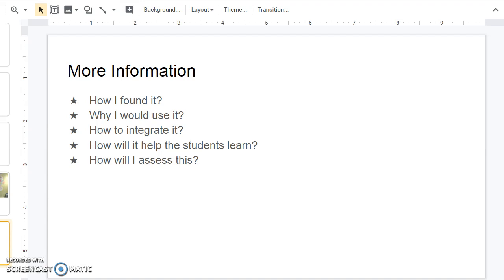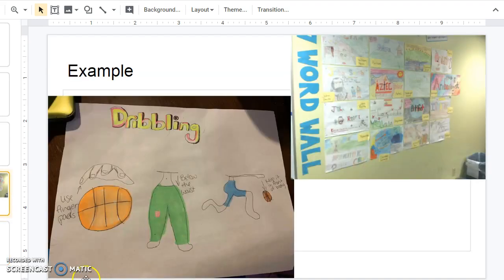I think there's a couple different ways I could assess it, and I'm not gonna lie, I'm super excited about this, and I love my drawings.